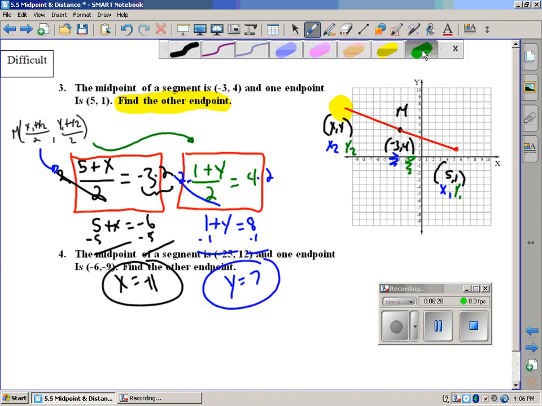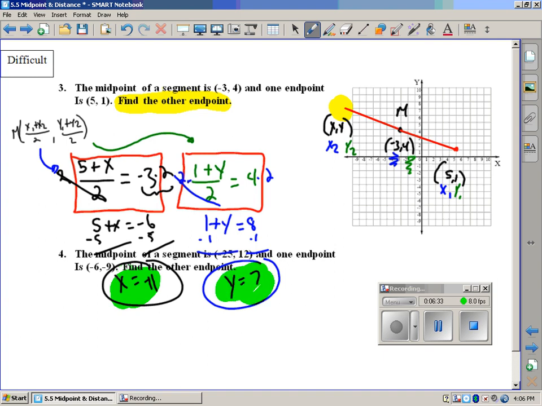So, what's this information giving me? x is negative 11, y is 7. It's giving me that number and that number right there. This value right here should be negative 11, comma 7. x is negative 11. That seems like a reasonable answer. y is 7. That seems like a reasonable answer. So that's it. That's the other endpoint. Yay.